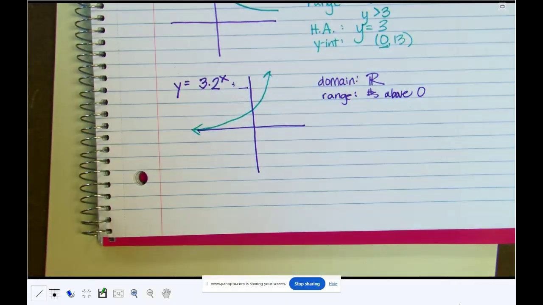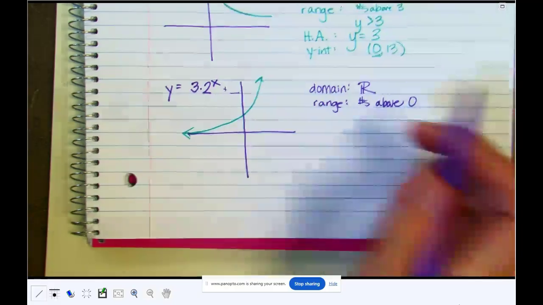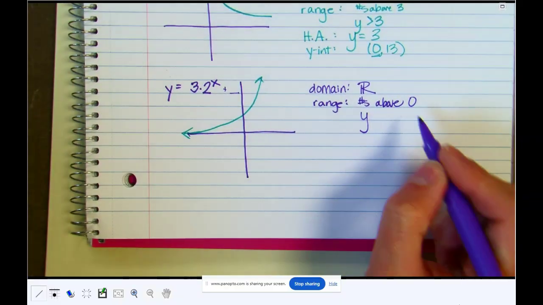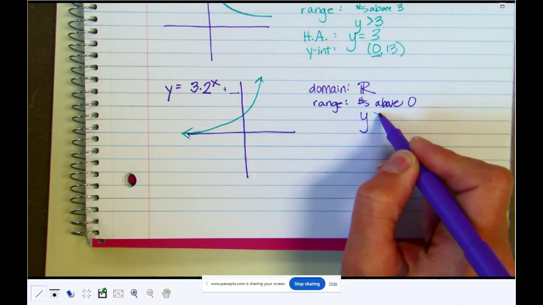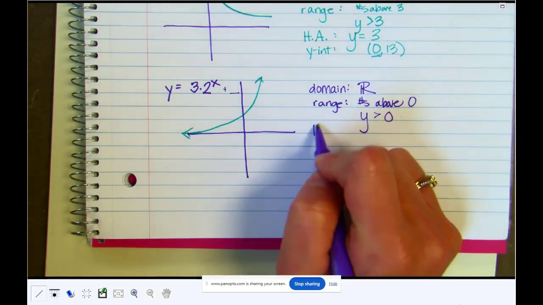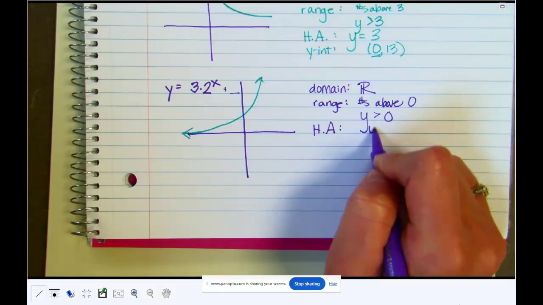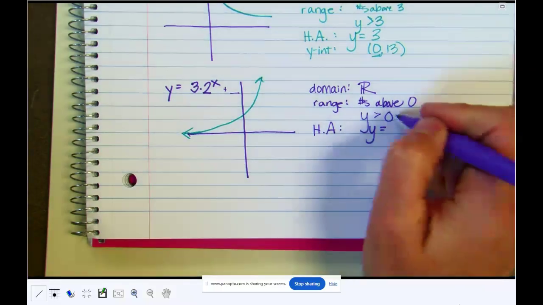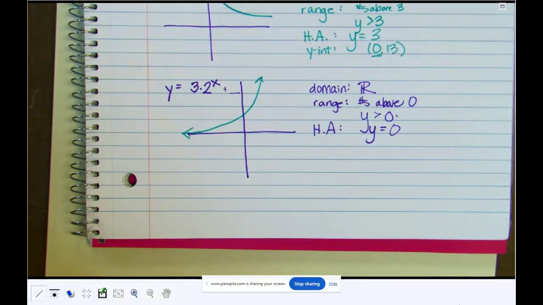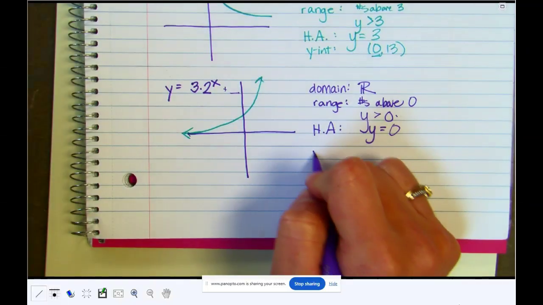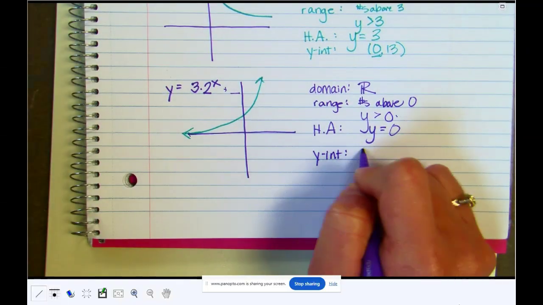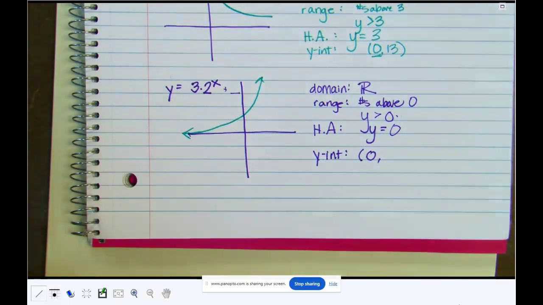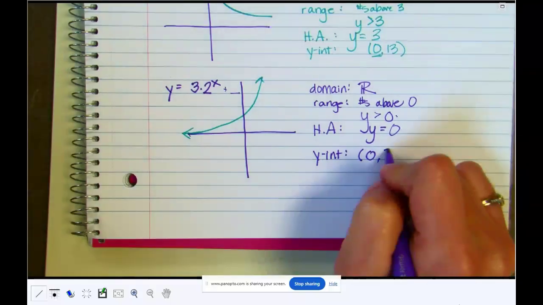Okay, numbers above 0. If you write that as an inequality, what do you get? Y is what? Greater than 0. Horizontal asymptote would be y equals 0. Same number here. 0. Okay. Y-intercept, coordinate point, plug in the 0. There's your 3.